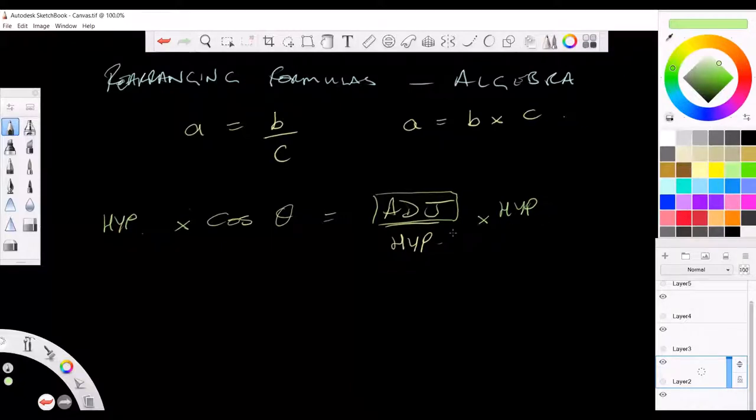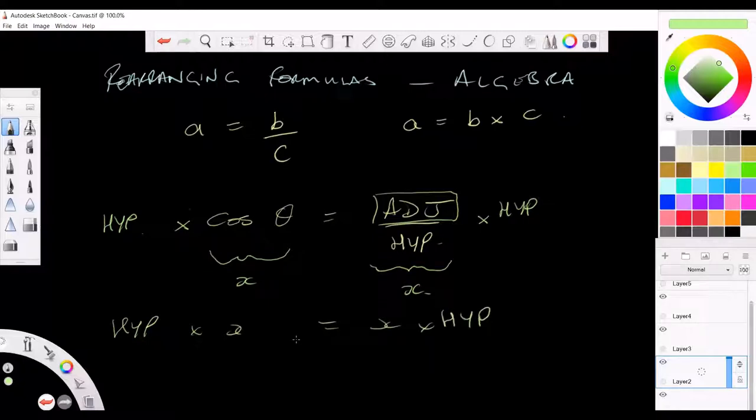Okay, so let's call this x. Well, this was also equal to x, wasn't it? And we've now got hypotenuse times x equals x times hypotenuse. By the way, that's another part of the definition of multiplication, that it's reversible. It doesn't matter which order you do it. That's obviously the case. So we haven't changed anything.